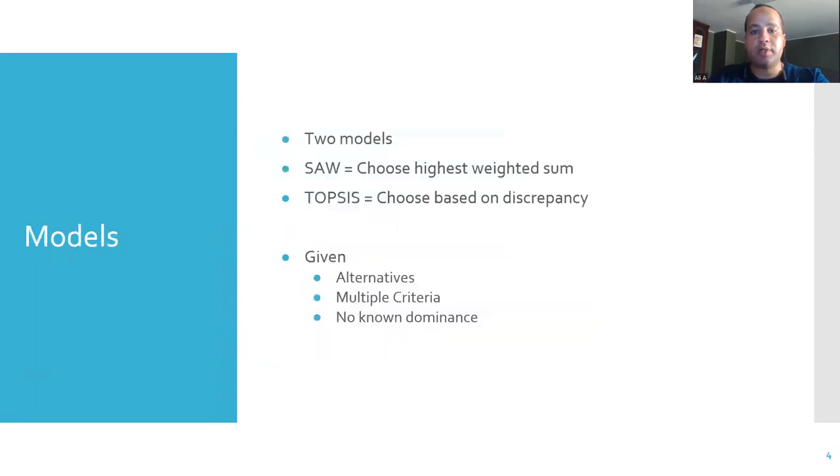We will introduce TOPSIS, technique for order preference by similarity to ideal solution. Selects based on discrepancy to the ideal. Simple additive weight was introduced in the previous lesson. As in the SAW method, we must have different alternatives with no known prior dominance and multiple criteria to base our decision on.